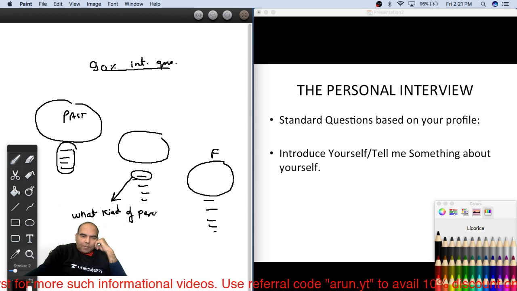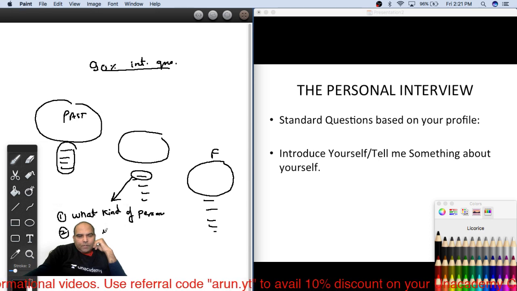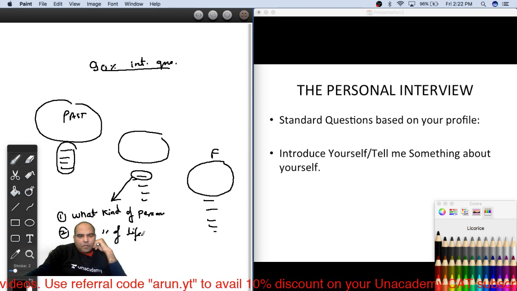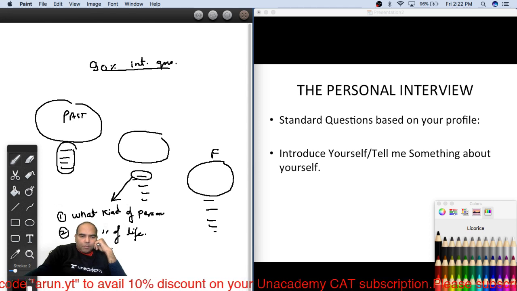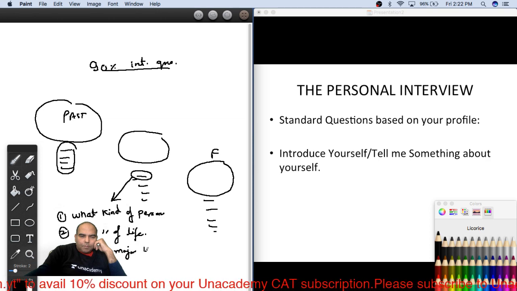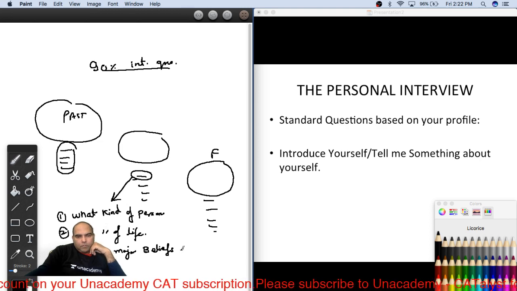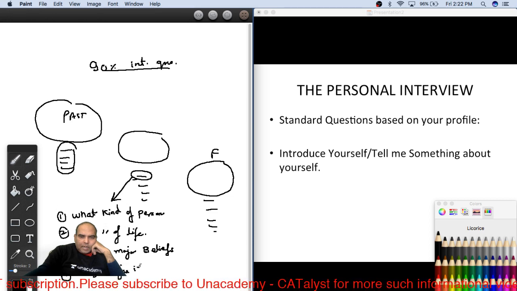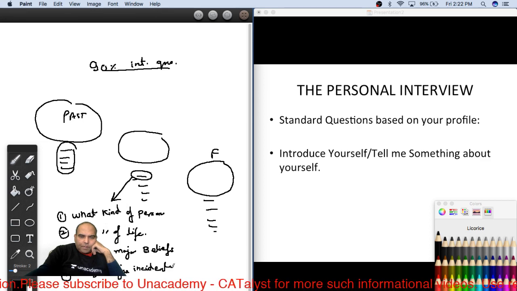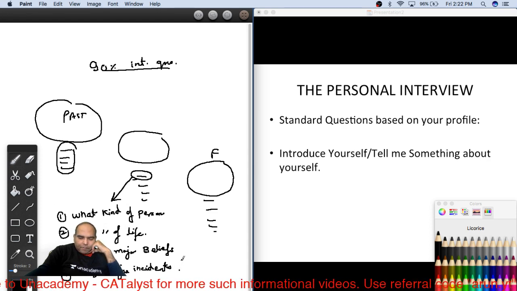So this is where your character traits will come in. You will talk about what kind of life you've had. You will talk about what your major beliefs are. You will talk about any major incidents in your life. So, for example, I was growing up, I was from a bureaucratic family.